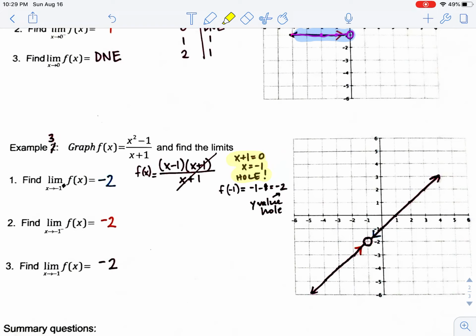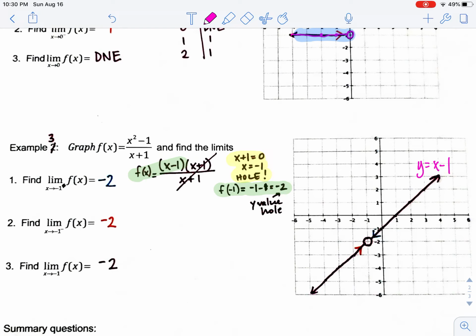If I take the factor that cancels and set that equal to 0, I get x equals -1. That is the x value of the hole. Then if I take that -1 and plug it into what does not cancel out, which is this notation here, I get a y value of -2. That's how I know where to put the hole on the graph. You can see it very visibly in the graph itself. The rest of the graph is going to look like y equals x minus 1, because that's the part of this rational function that did not cancel out. So it's just a line with a hole in it.